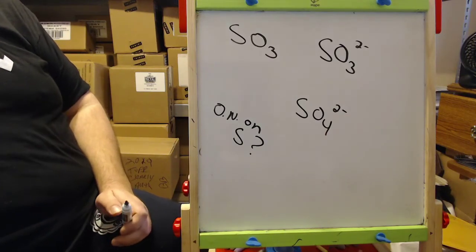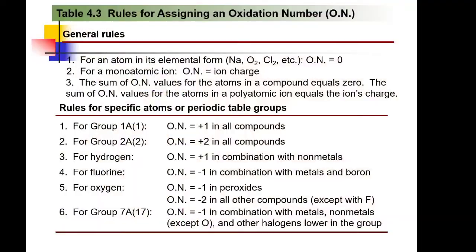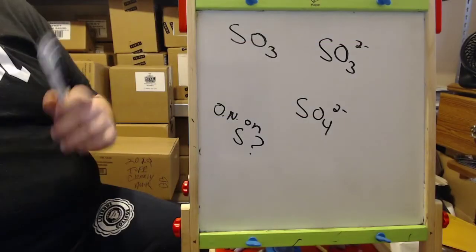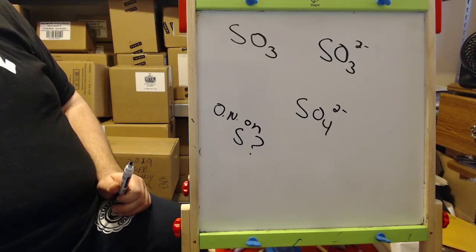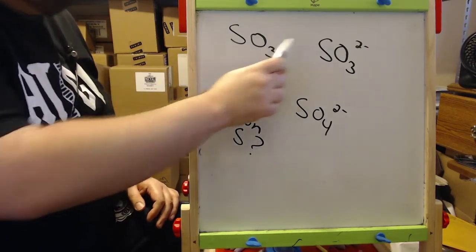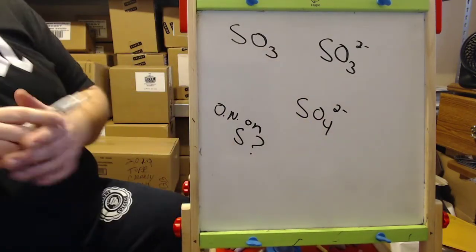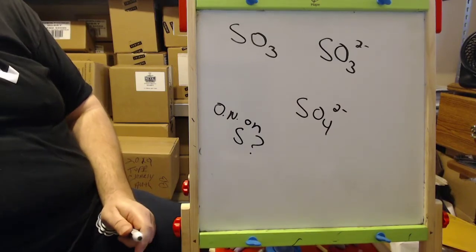And here's how I do it. I go back to my little table here and I look at my rules and look for sulfur on here. Sulfur's in group 16. I see a group 17 rule. I see oxygen. I see fluorine. I see hydrogen. I see group 2. I see group 1. I see nothing for sulfur. So I must have to use what sulfur's bonded to find sulfur's oxidation number.